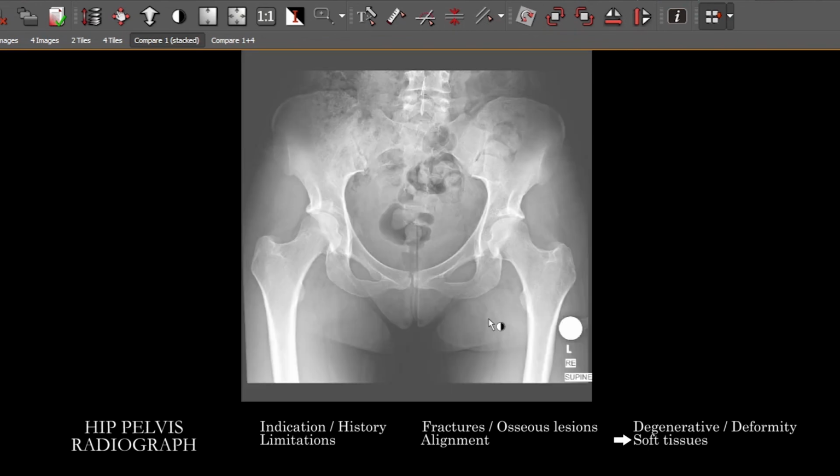It can be very useful, if there's any sort of question, to go back to prior studies and get a sense of the patient's anatomy if you do have prior cross-sectional imaging.